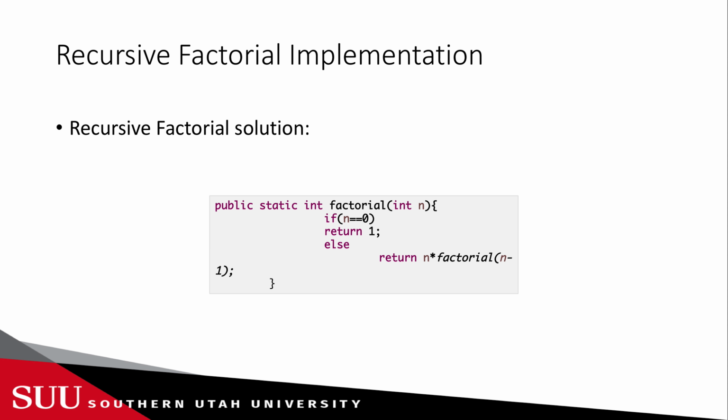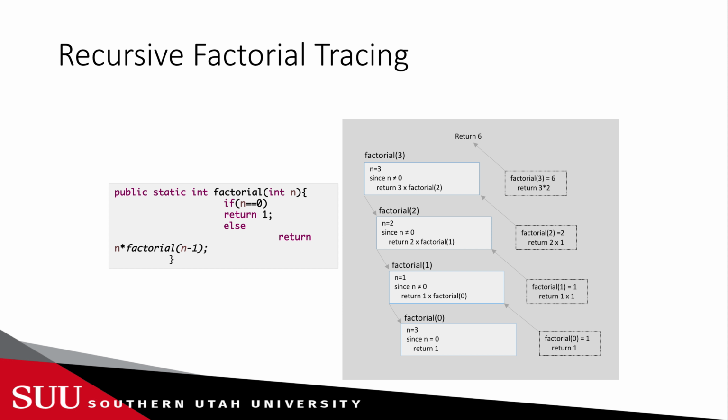Now let's look at the recursive solution for this. We said if n is equal to 0, we will return 1, otherwise we will return n times the factorial of the previous number. And this is the same as the definition we just talked about. Let's just trace it to make sure that we are doing the right thing. So let's try to call factorial of 3. Remember, factorial of 3 is 3 times 2 times 1, which should give me 6. So let's see.